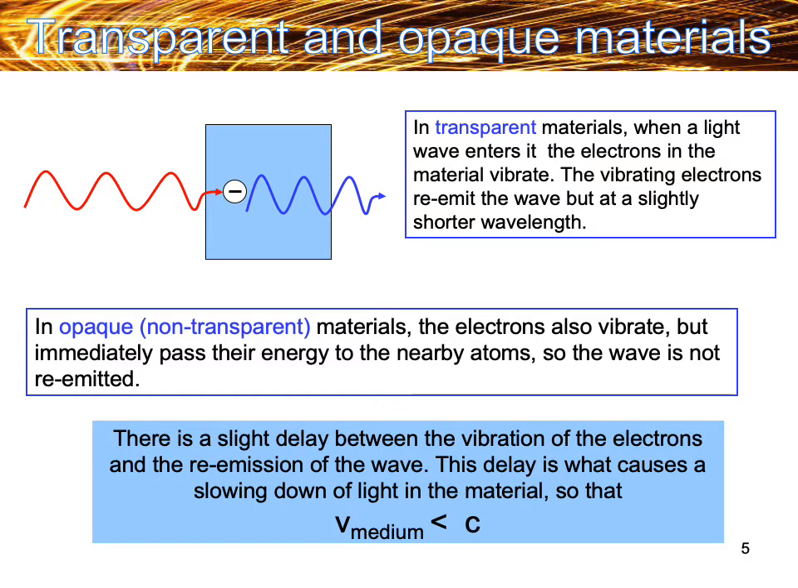So as I said, this slight delay due to the mass of the electrons causes the delay and slowing down of the light. Therefore, light travels more slowly in the denser material where there are more electrons packed in.